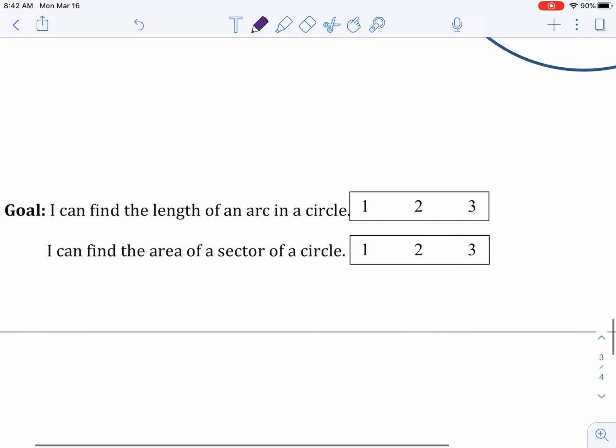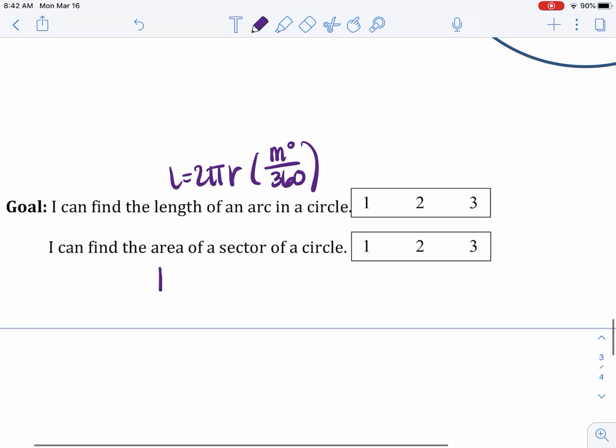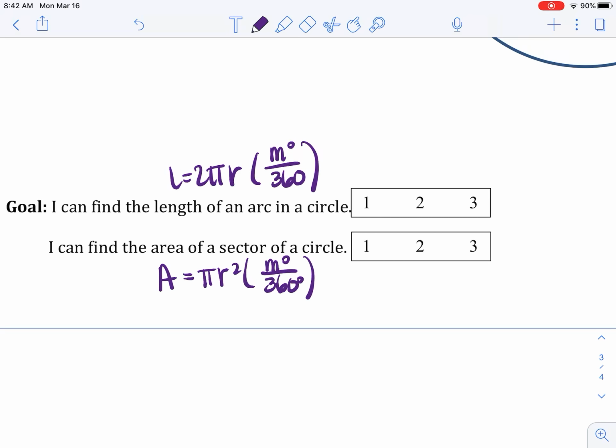You can go ahead and rate yourself on how you feel about these two. You can do that out loud or in your head. But do you know the formula? Length equals 2 pi r times measure of the arc divided by 360. If you do, you should be good. Do you know the formula for area of a sector? Pi r squared times measure of the arc over 360. If you do, you should be good.